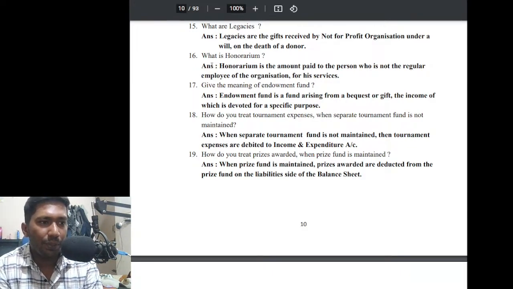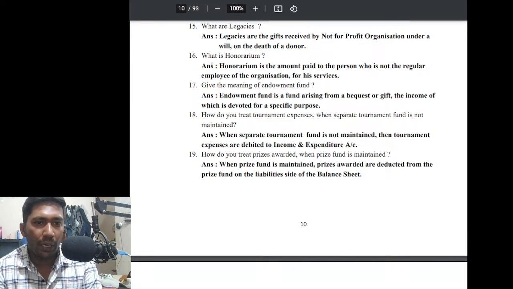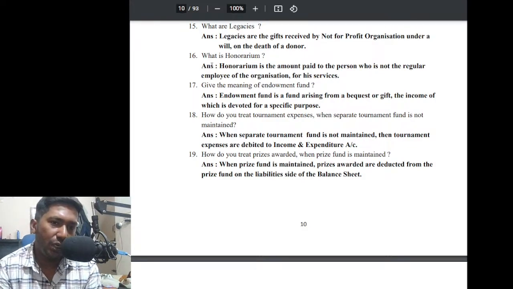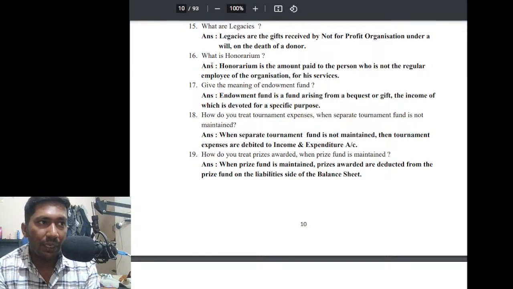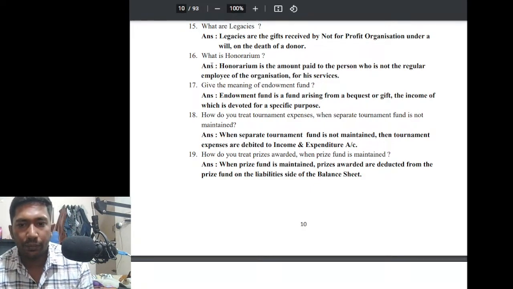Sometimes, for example, if I go as a chief guest for any event, and they pay me some cash, that is actually known as honorarium. Okay, but I am not the permanent employee of that college or institute, I'm just going as a guest, chief guest, guest faculty. For that I'll be paid. Done.